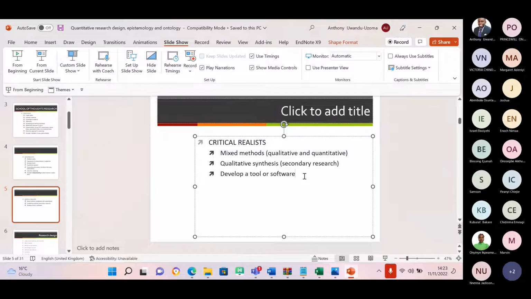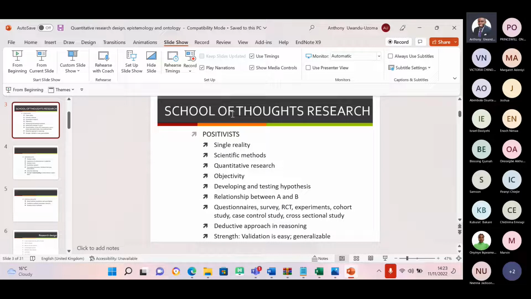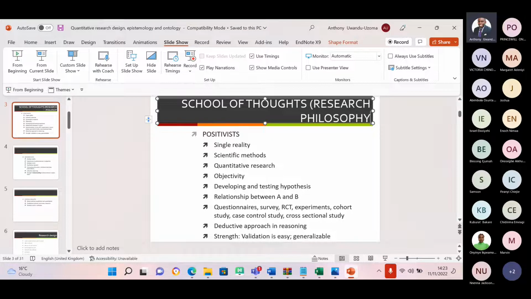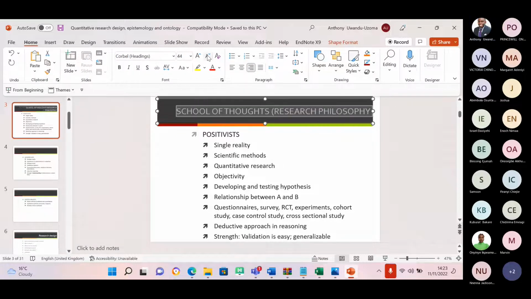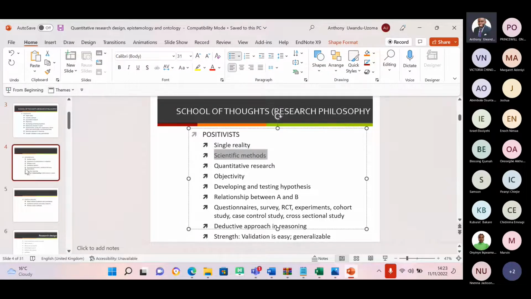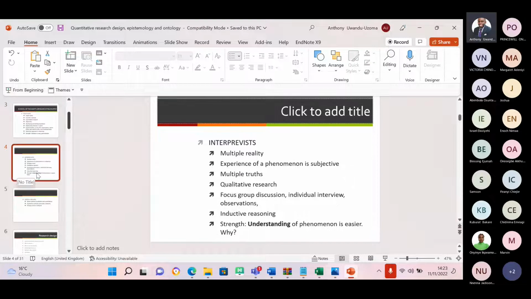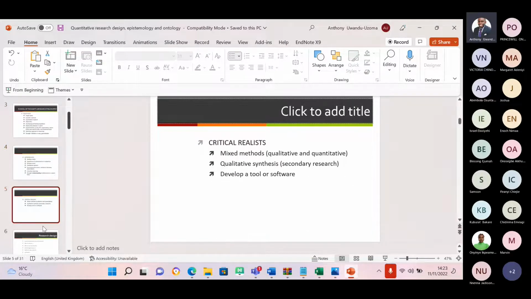So like I've said, these are the schools of thought, or you call them your research philosophy. After today's meeting, you need to update your knowledge on research philosophy, so that you will know the one you are actually doing. Which type of researcher are you?